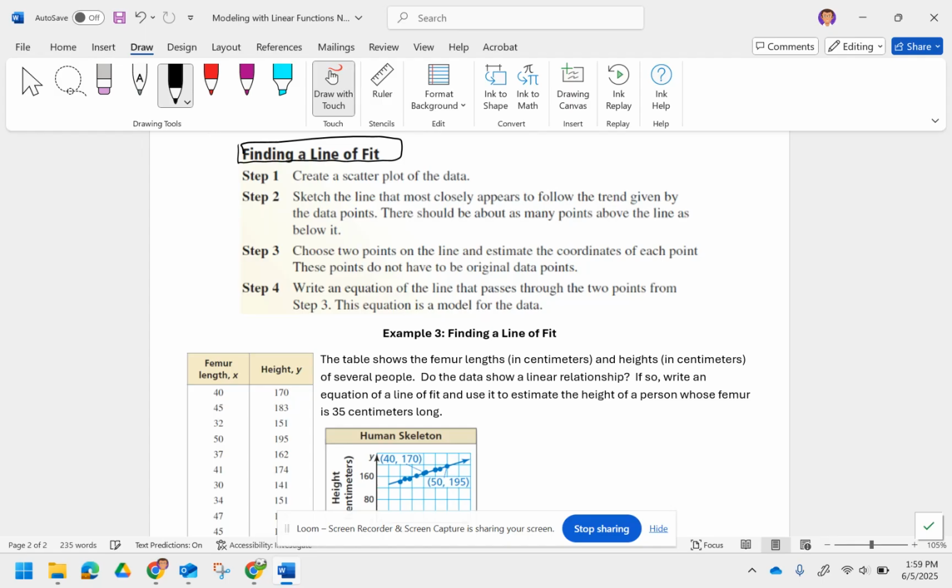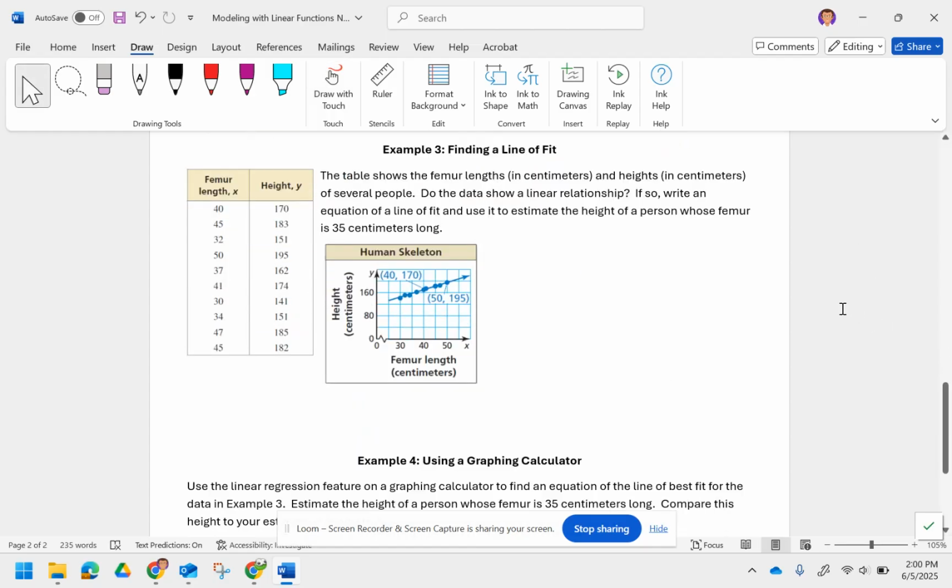All right, let's take a look at our first problem. The table to the left is showing the femur length in centimeters and height in centimeters of several people. Do the data show a linear relationship? If so, write an equation of a line of fit and use it to estimate the height of a person whose femur is 35 centimeters long. So we've got our data.